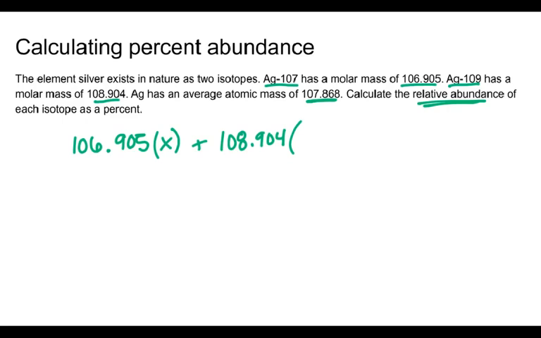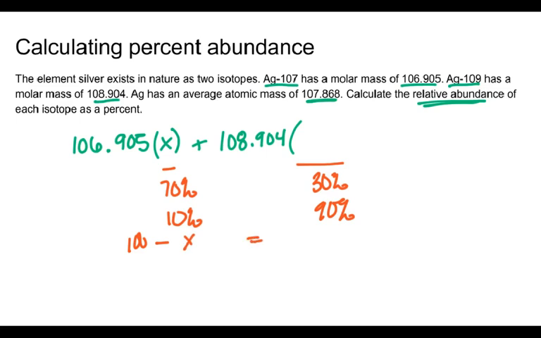So these are percents, right? X we know is a percent, and so this is also a percent. So if this is 70%, we know this has to be 30%. If this is 10%, we know this has to be 90%. So how did we do that? Well, we took 100, we subtracted x to get the other percent. So that's exactly what we're going to do. But remember, when we put them into the equation, we divide it by 100. So 100 divided by 100, I'm going to say 1 minus x is going to give me that number there.